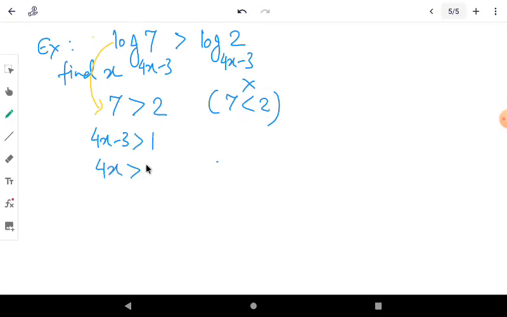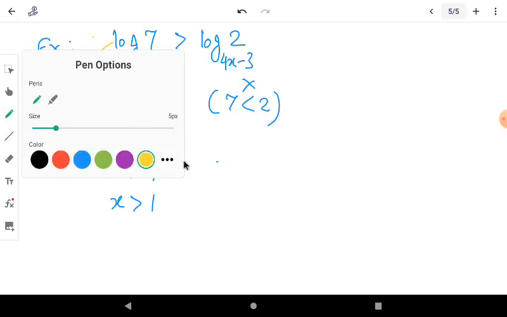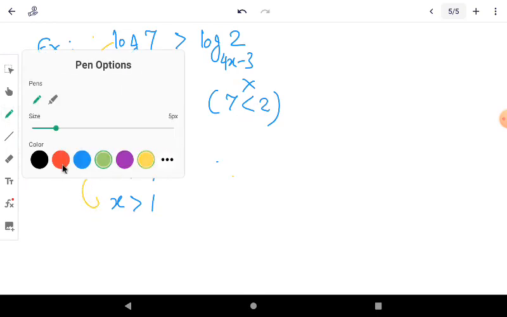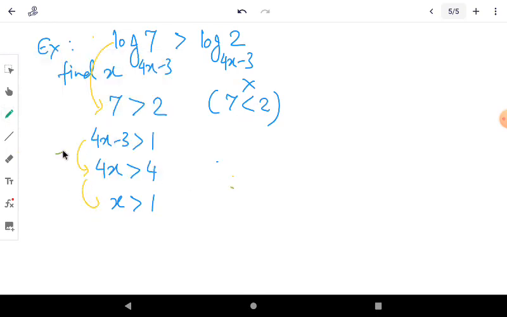So adding 3 both sides, we will get this, and multiplying by 1 by 4, you will get this. So from here to here, what we did, guys? We added 3, we multiplied by 1 by 4. So x greater than 1 is the answer.